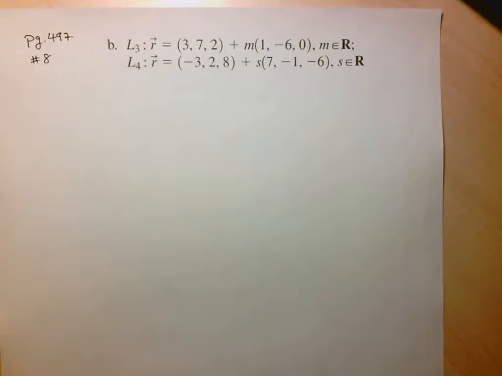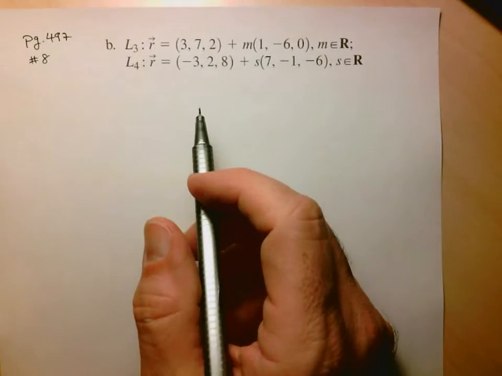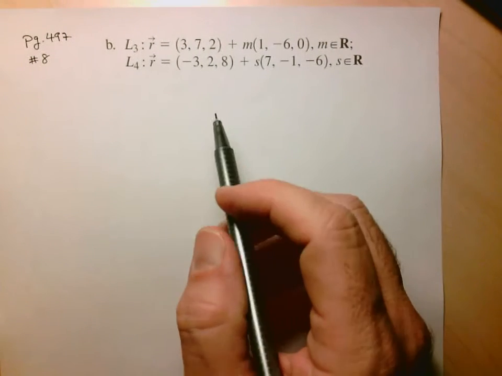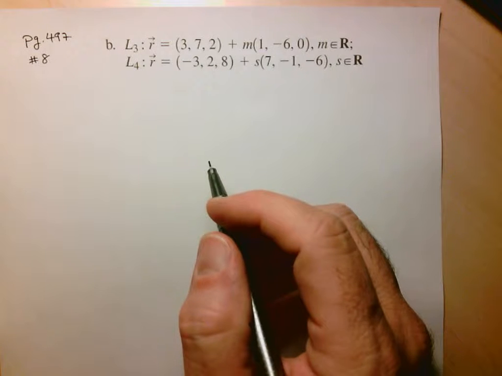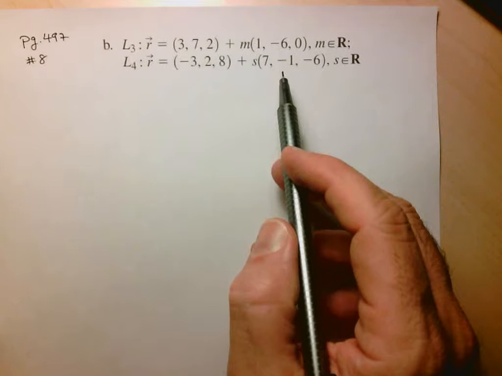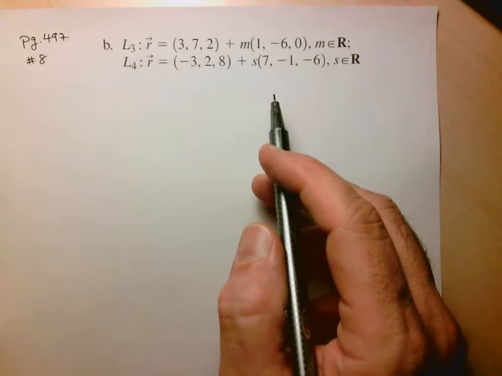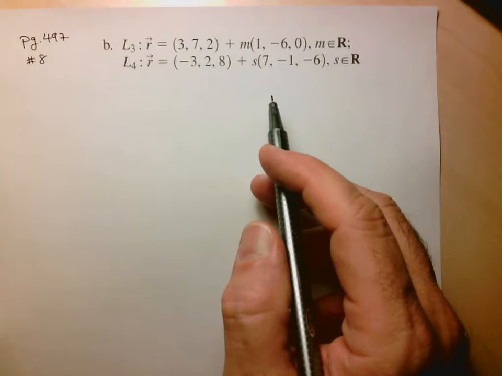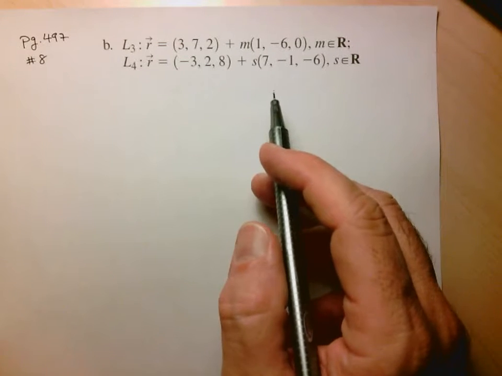Hi folks, we're going to take a look at number 8 from page 497. They want us to find the intersection between these two lines if there is one. First, I'm going to take a quick look at the two direction vectors, and I notice they're not parallel, so I know these lines won't be parallel and distinct or collinear. It means they're either intersecting in a point or they're skew.